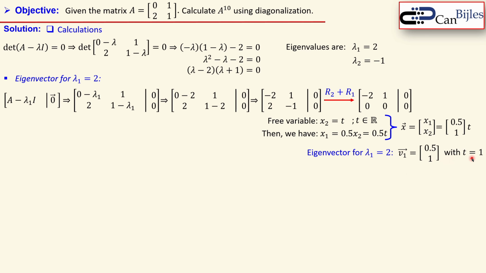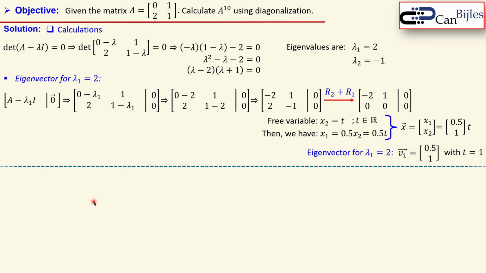In this case, it is specifically for t equal to 1, but you can also take t equal to 2 if you want. Then you make this 1 and this 2. That is perfectly fine, the result won't change. Okay, now going to the eigenvector for lambda 2, which is minus 1. Again, the same procedure: you just substitute lambda 2 here.